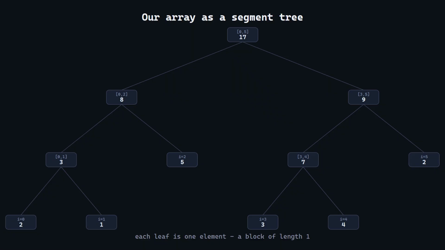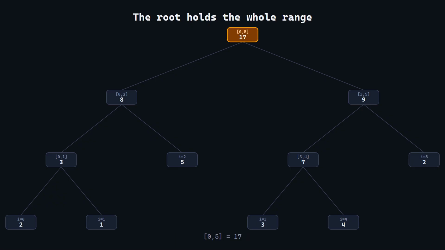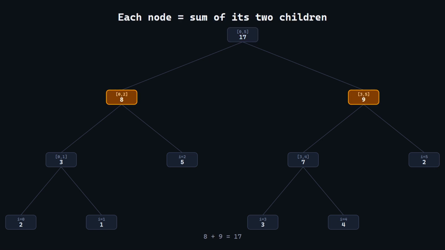Let's build one over this 6-element array. The leaves along the bottom are the original elements, indices 0 through 5. Each internal node stores the sum of the range beneath it. The root covers the whole array, indices 0 to 5, and stores their total, 17. Its two children split the range in half.